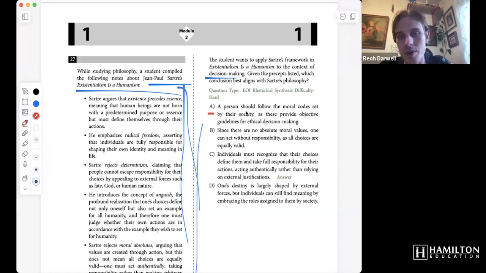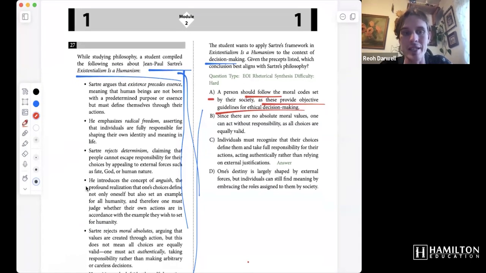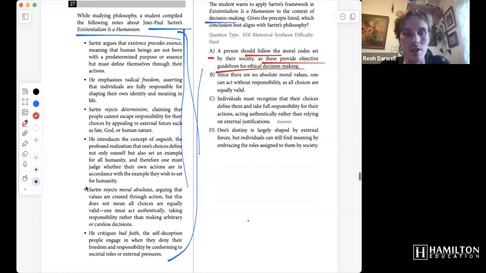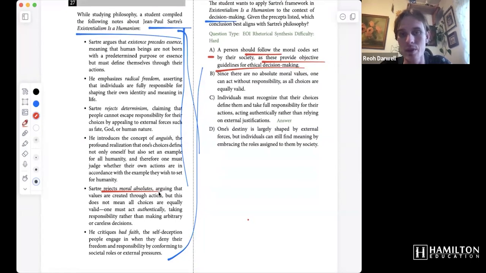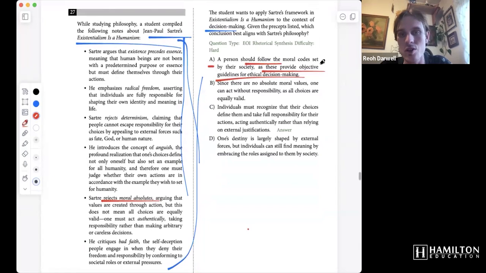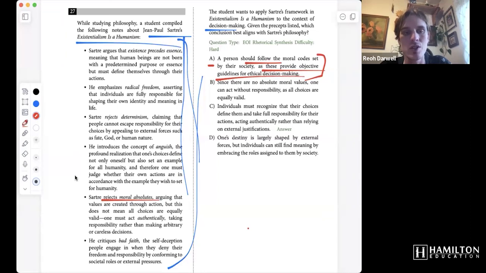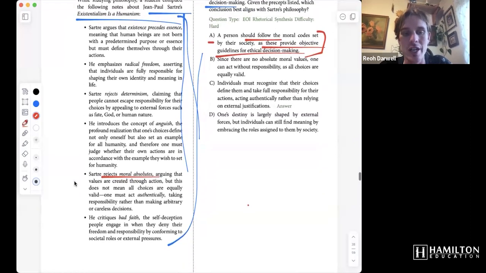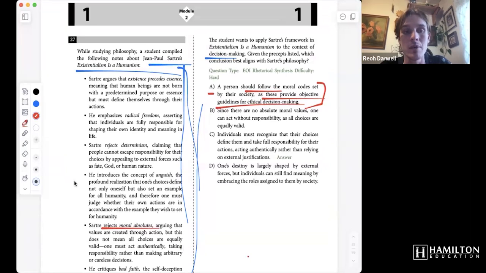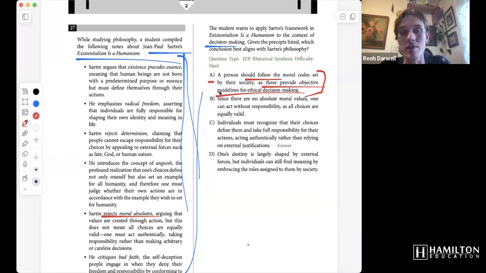Okay, so what's wrong with A? A person should follow the moral code set by their society as they provide objective guidelines for ethical decision making. All right, that doesn't seem supported in this situation, right? Because he rejects moral absolutes, so that values are created through actions, okay? And there's no claim that following what is suggested by society is what we must do, rather that we must engage in a radical freedom and determine things for ourselves. Okay, so A is not supported in the text whatsoever.